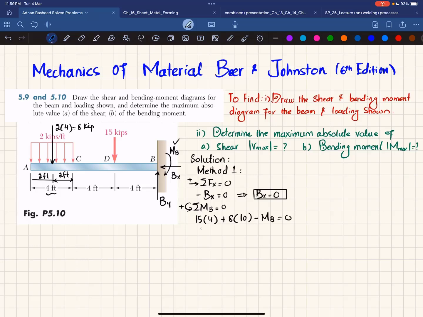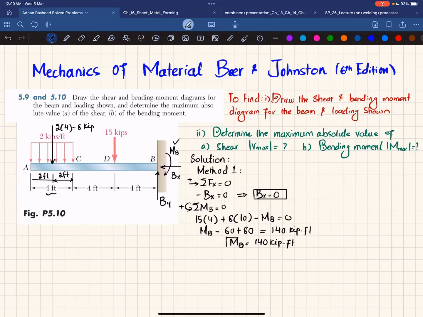So from here we will get MB equal to 60, since 15 multiplied by 4 is 60, plus 80, clear, and that will give you 140, and the unit will be kips into feet. So we get this reaction moment MB is equal to 140 kips multiplied by feet.